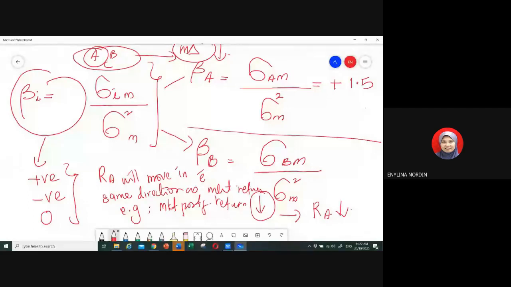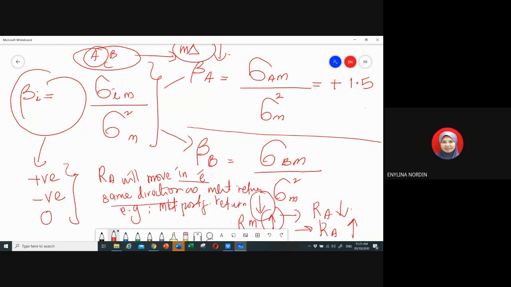Okay, stock A's return will move in the same direction as the market return. If the market return falls, that means returns on stock A also fall. If the market return increases, what happens to returns on stock A? Returns on stock A also increase. But the next question is, how much is going to decrease and how much is going to increase, due to market changes?